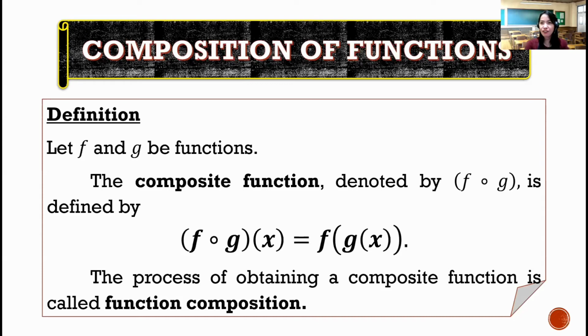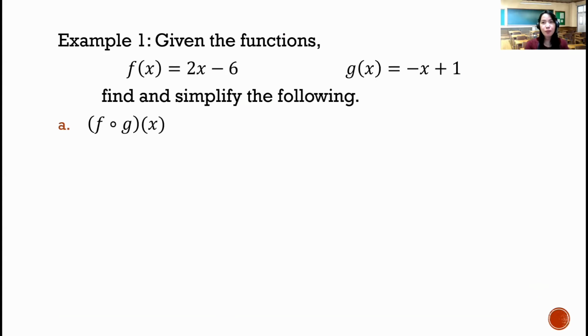Let's apply this definition to answer example number 1. In example number 1, there are two functions. We have here f of x equals 2x minus 6 and g of x equals negative x plus 1. In here, we're going to find and simplify the following. In letter A, we have the composite function f of g of x, and from the definition, that is equal to this symbol. Again, this can be read as f of g of x. So here, this is a composite function.